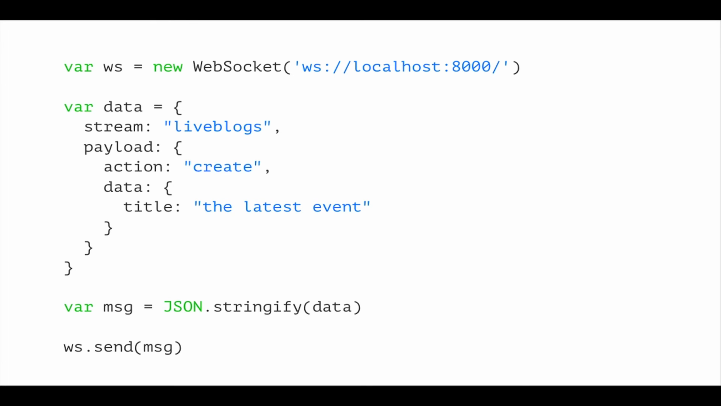This is the same example, now getting a little more complex. We have our WebSocket connection. We have the stream, live blogs. We have the create action. And now we have our data key here, and this is the data we're going to actually use to create the live blog. It just has a title. We encode the message, and we send it.